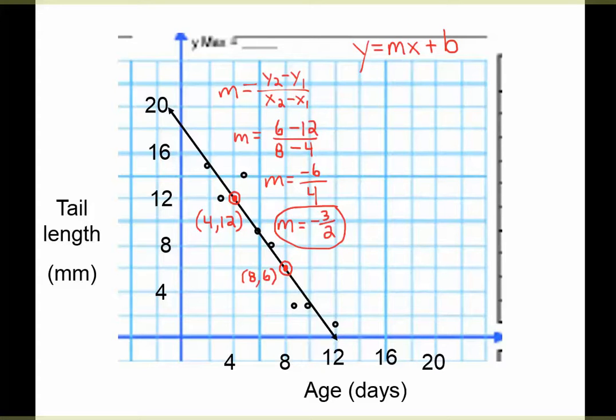I want to do a quick slope check. Negative means it's going down the roller coaster. That's a good check because my line is definitely going down. 3/2 implies that it's kind of steep, and it is kind of steep, so I like it. All right, so remember, right now, here's what I know. I know that y equals negative 3/2 x plus b. And I need to figure out what that y-intercept is.